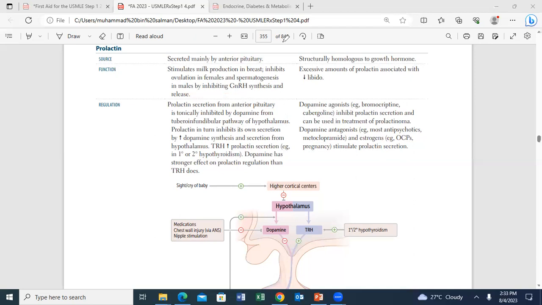So increased prolactin will decrease libido. It will cause amenorrhea. It will cause decreased spermatogenesis, decreased ovulation in females, and these kinds of effects. Now, what regulates prolactin? You do know that dopamine inhibits prolactin, and thyrotropin releasing hormone stimulates prolactin. So that is a pretty simple mechanism. Now, dopamine agonists. Of course, if dopamine inhibits prolactin, then a dopamine agonist will also inhibit prolactin, and a dopamine antagonist will promote prolactin. So that is a very simple concept. There's nothing difficult in this.